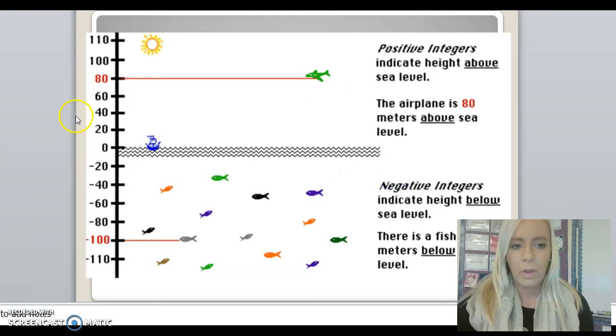Another real-world example is when we discuss sea level. So positive integers can indicate the height above sea level. So 0 is represented as sea level. An airplane that's flying in the sky, maybe at least 80 meters above the sea, that's above sea level, therefore it's a positive integer. Then all the cute little fishies swimming below, to say this fishy is 100 meters below sea level, that would be represented as a negative integer.